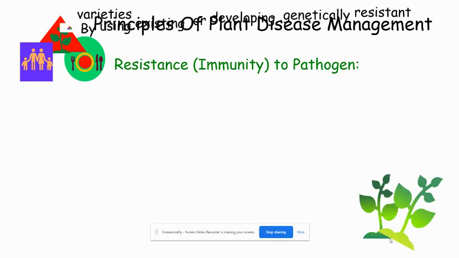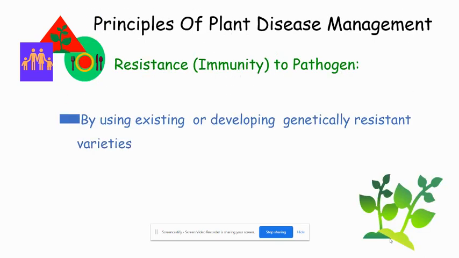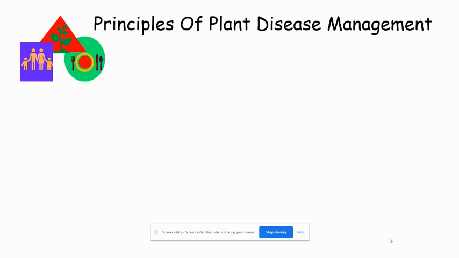The next principle is by using resistant varieties of the host. We can use existing resistant varieties which are present in nature, or we can add some genes which are resistant to that particular pathogen in our breeding programs.